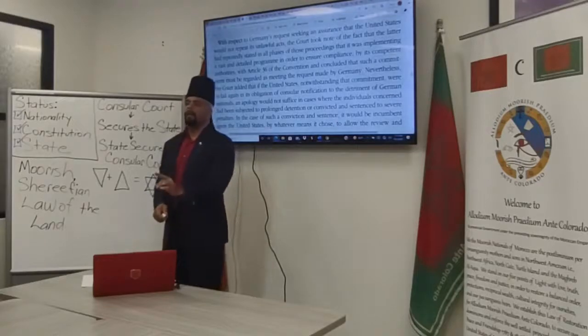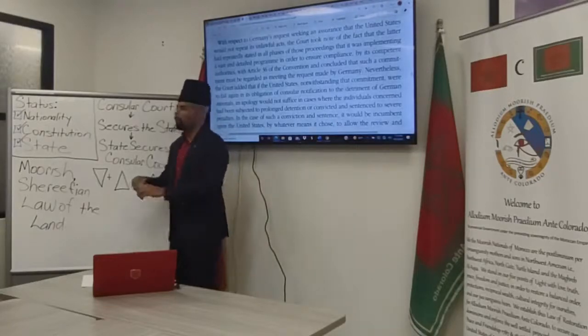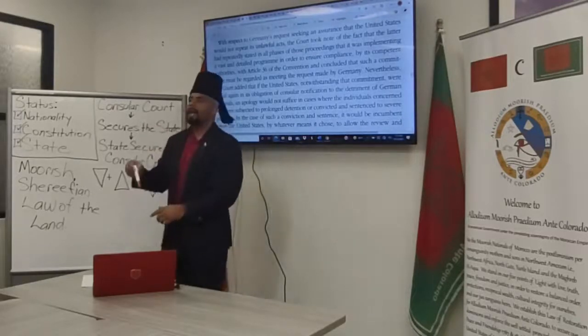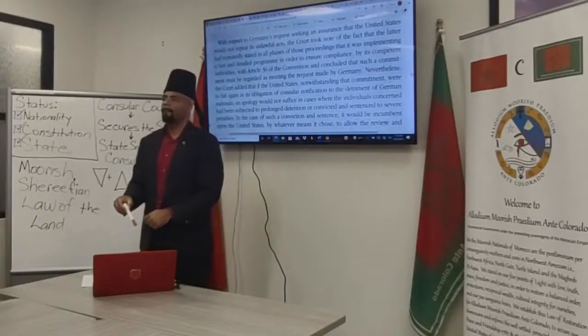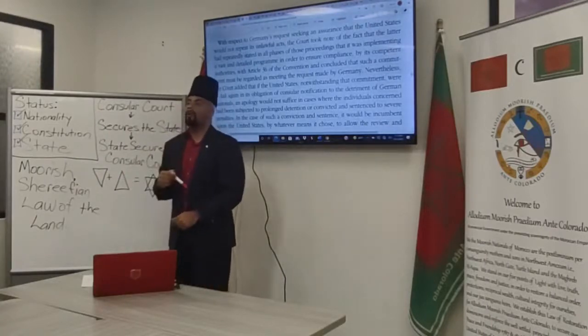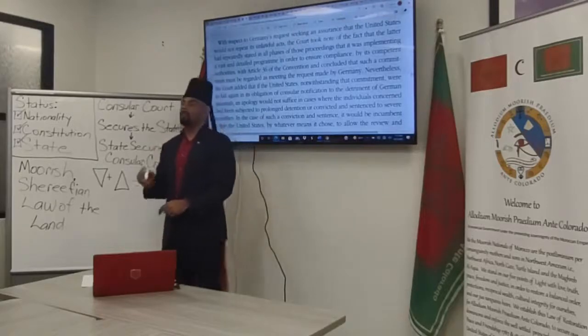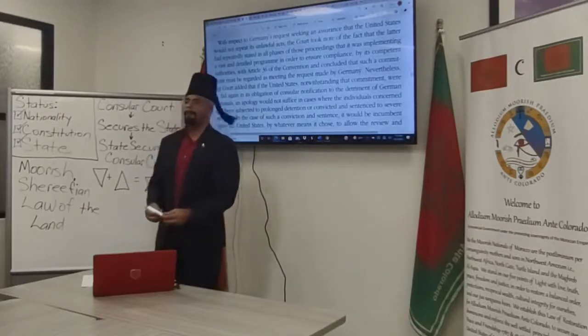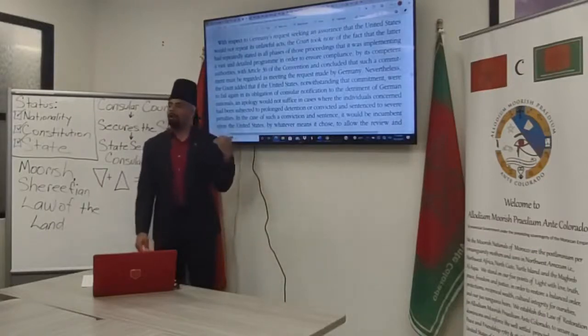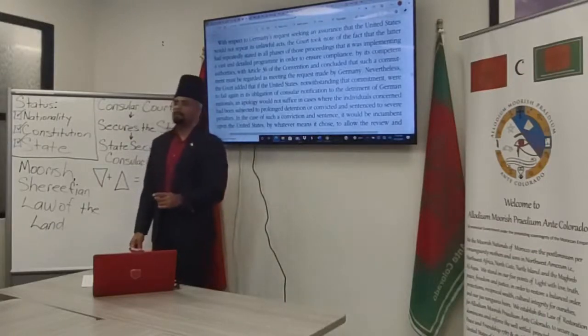And you better understand one thing. As soon as Moors start learning how to use consular court to their advantage, the United States of America is going to have to abide not only by our laws, but they're going to have to abide by international law. So if they infringe upon our rights, they're infringing upon international law as well. It ain't just Moors. They're infringing upon international law, and they've already been warned, don't do it again.